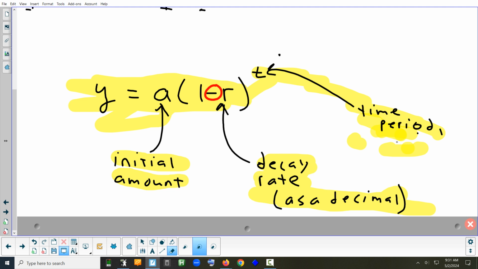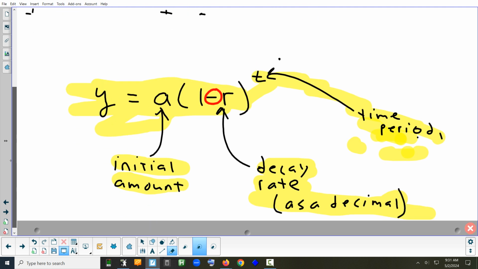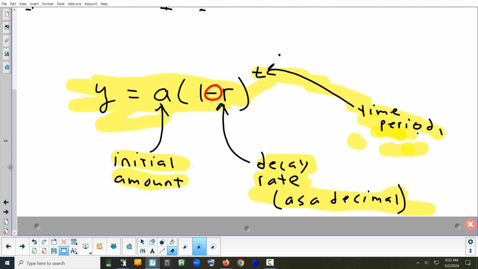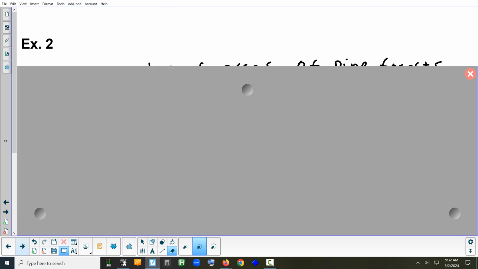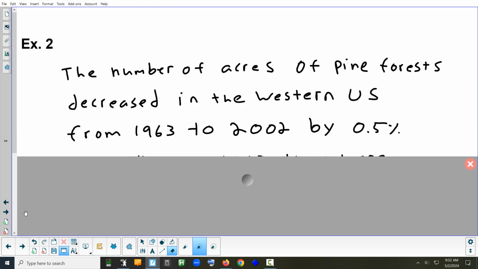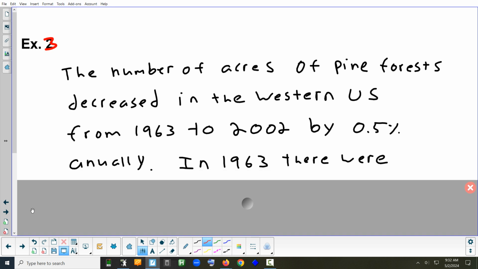Does everybody have the formula for exponential decay? All right, so let's look at example 3, and then there's a few other practice examples. I don't think we're going to do all 6 of them, but we'll do a couple. Okay, so this is example 3. It says the number of acres of pine forest decreased in the western U.S. by 0.5% annually, 0.5% every year.